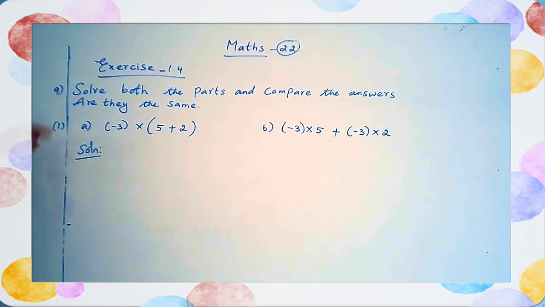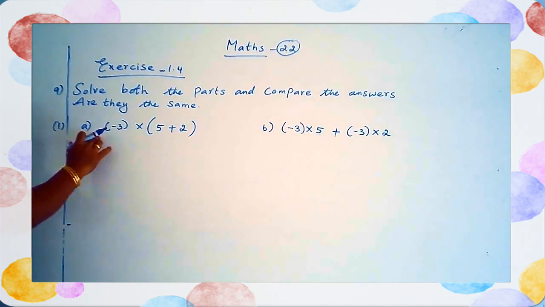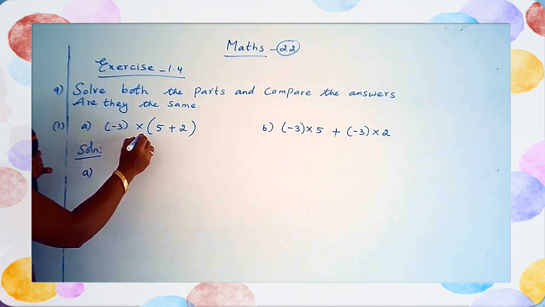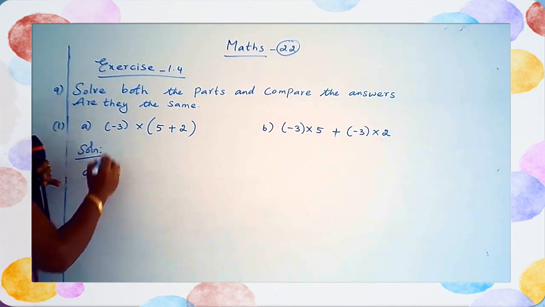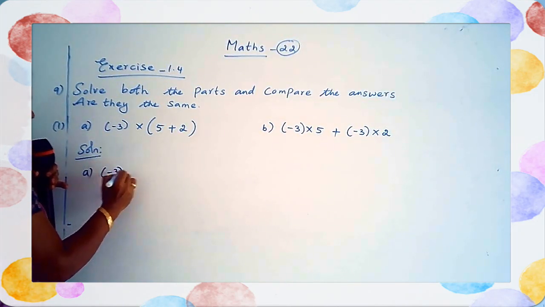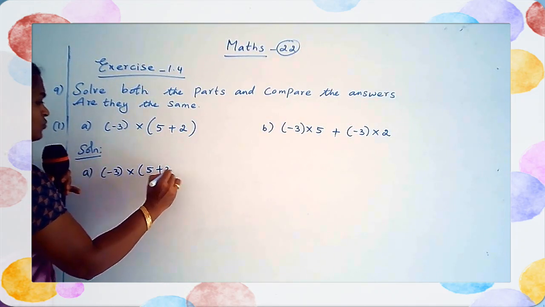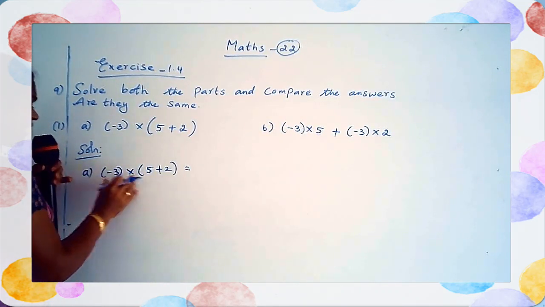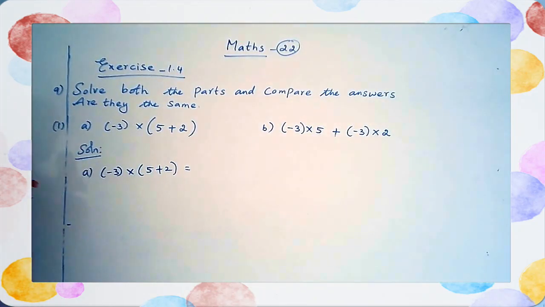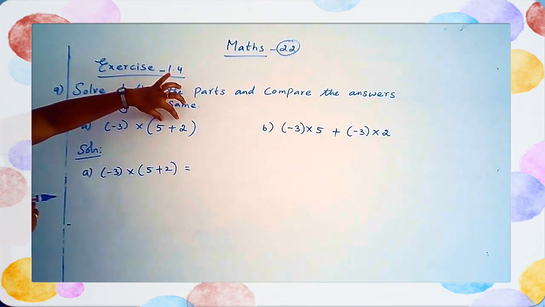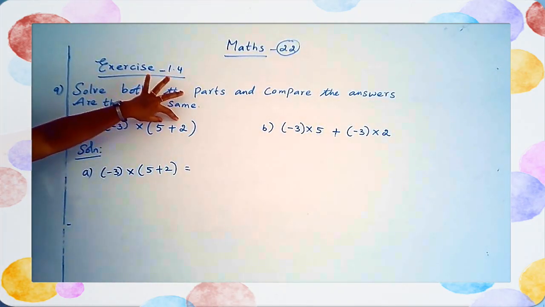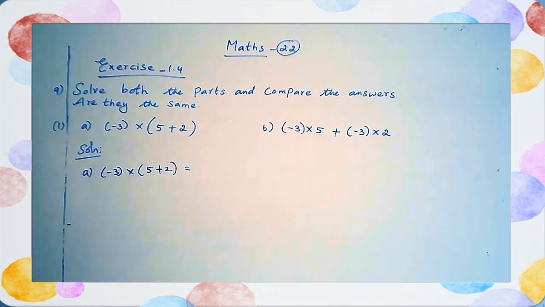Okay, so first of all you solve both the parts. First part A, so you find the value of the A part. What is given? Minus 3 into 5 plus 2. So what is the value of minus 3 into 5 plus 2? Here there is one bracket inside, 5 plus 2. So always first find the value inside the bracket.